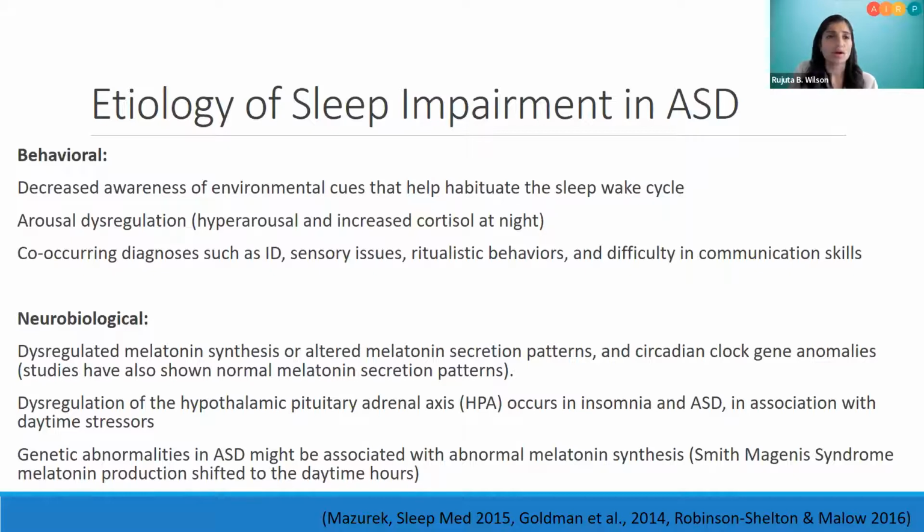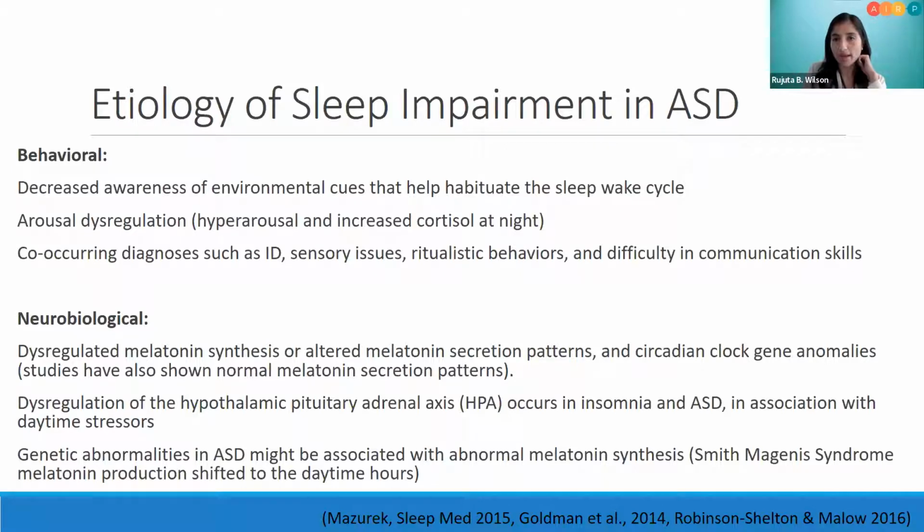Behaviorally, some of the things that are thought are this decreased awareness of environmental cues that can help habituate the sleep-wake cycle. This arousal dysregulation we call, so hyperarousal and increased cortisol at night, cortisol being a major hormone that can cause hyperarousal. Co-occurring diagnoses such as differences in intellectual ability or intellectual disability, sensory issues, ritualistic behaviors, and difficulty sometimes in communicating sleep difficulties are also thought to underlie some of the behavioral implications of sleep difficulty in autism.